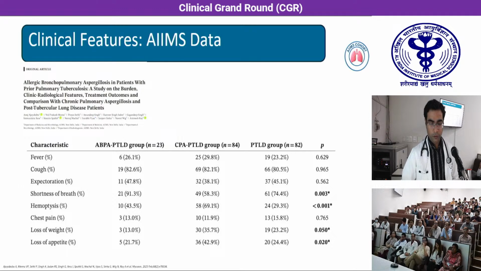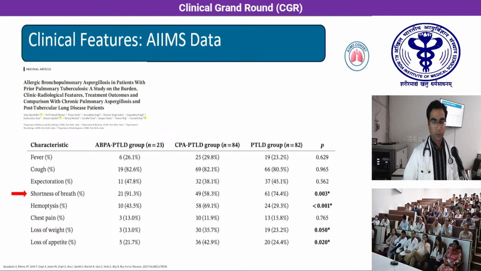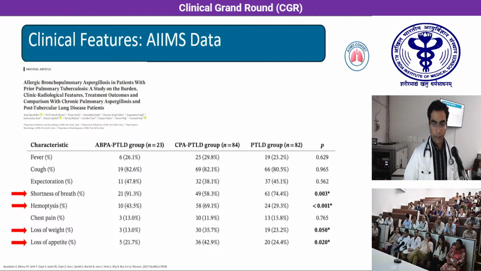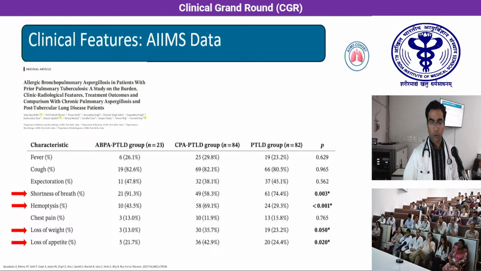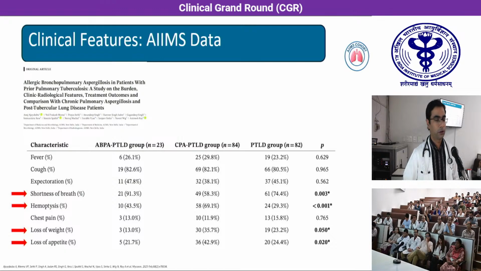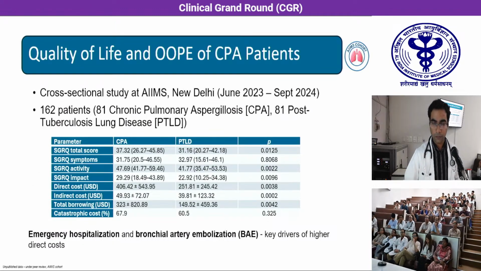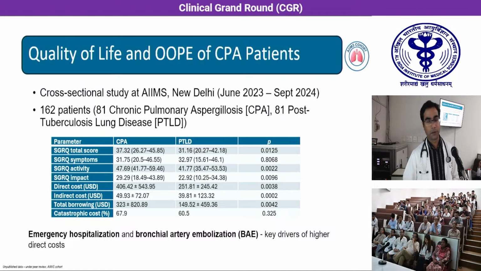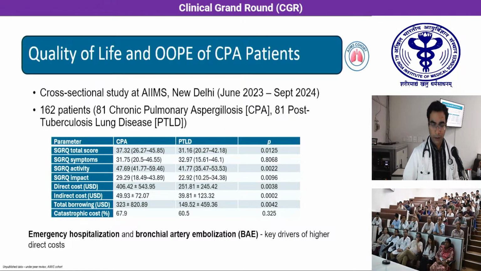In our data also, shortness of breath was more common in the ABPA with PTLD group patients, while hemoptysis, loss of weight, and loss of appetite were more common in chronic pulmonary aspergillosis and PTLD patients. Till now, we have seen the clinical difference between CPA and PTLD patients.